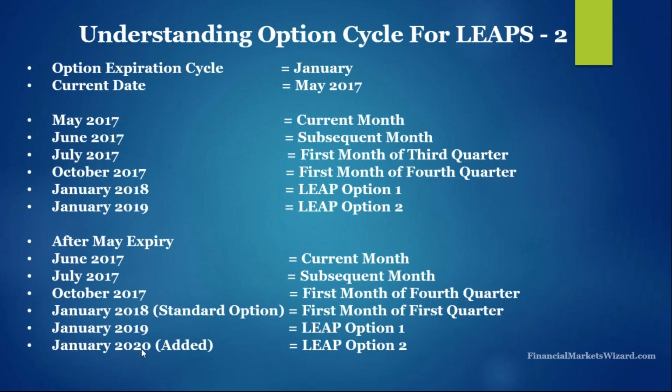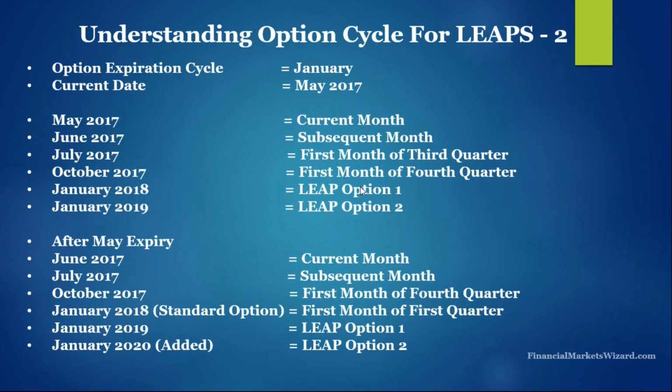So if you trade LEAPS and you want to buy, suppose January 2020 options, about 2.5 years from now, then you know that as soon as the month of May expires, you will get 1 more year added. So you can look for this month, because this January 2018 became a standard option because May expired. June, July, October, January, always 4 months, and then 2 more months for LEAP. So 2019, 2020.